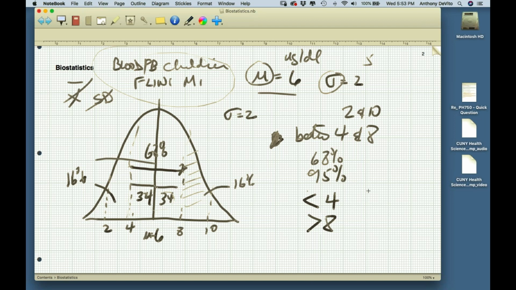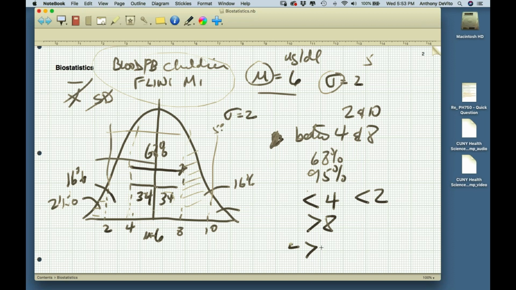How about less than 2? What percentage of the population would have a blood lead level of less than 2? That'd be this area down here. What do we know about the 2 standard deviations above and below the mean? Right, that would represent 95%. That leaves 5%, 2.5% in the upper tail, and 2.5% in the lower tail. So this is 2.5%. So now, how about what percentage of the population has a blood lead level that's greater than 4?